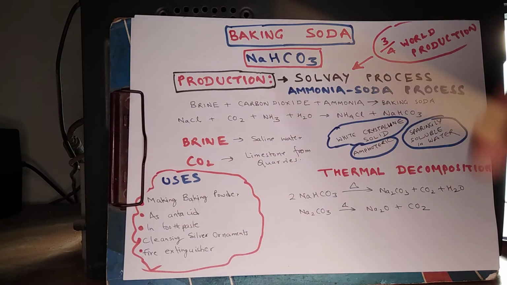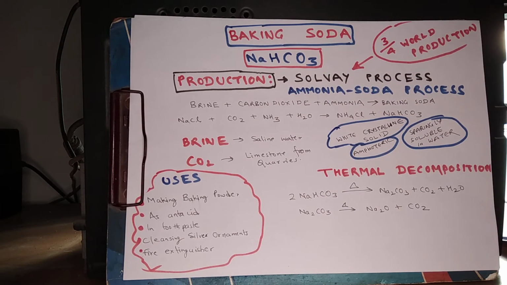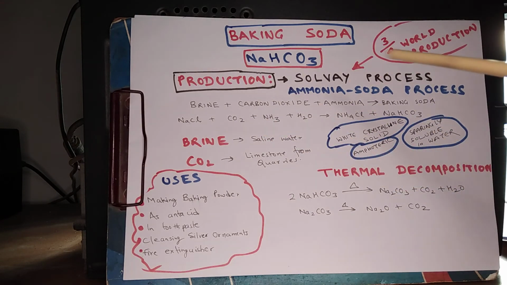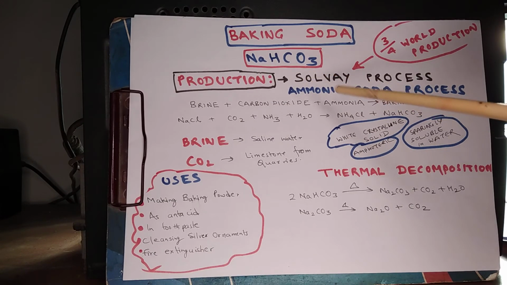Brine comes from saline water, it can be from the ocean or from any source of brackish water, and carbon dioxide comes from limestone from quarries. Limestone is calcium carbonate. The reaction is NaCl plus CO2 plus NH3 plus H2O gives NH4Cl plus NaHCO3. So NaHCO3 is baking soda and NH4Cl is ammonium chloride.